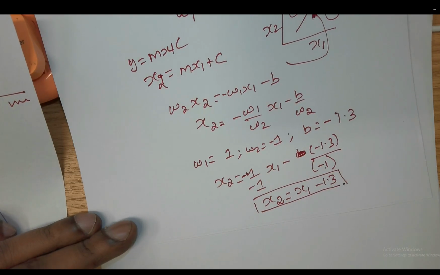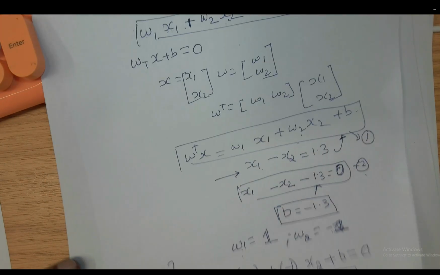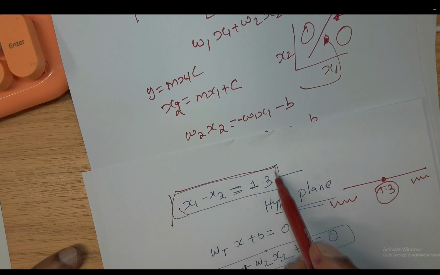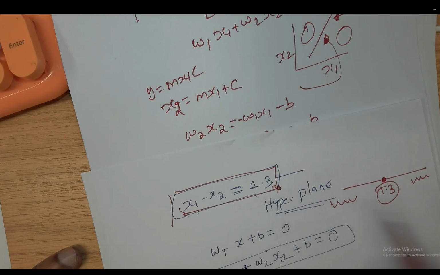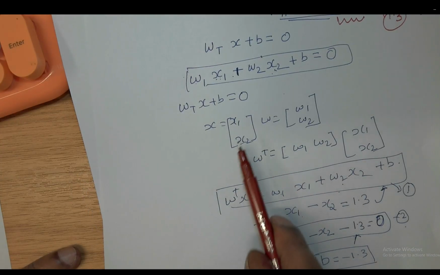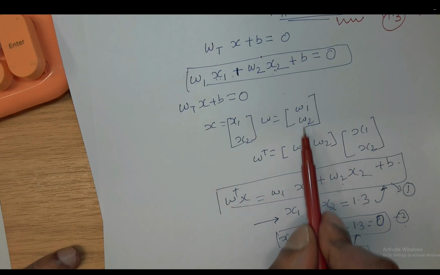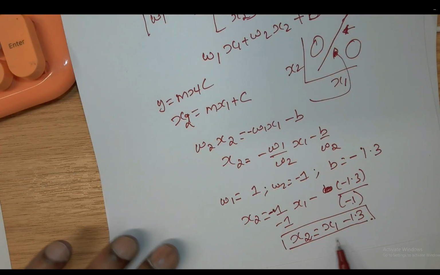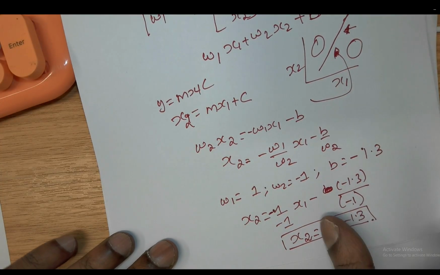Yeah? So this is exactly why I said this looks like the equation of hyperplane, because we forced this equation to be the equation of hyperplane by setting w1 equal to 1 and w2 equal to minus 1. So now I can show that this is the equation of hyperplane.